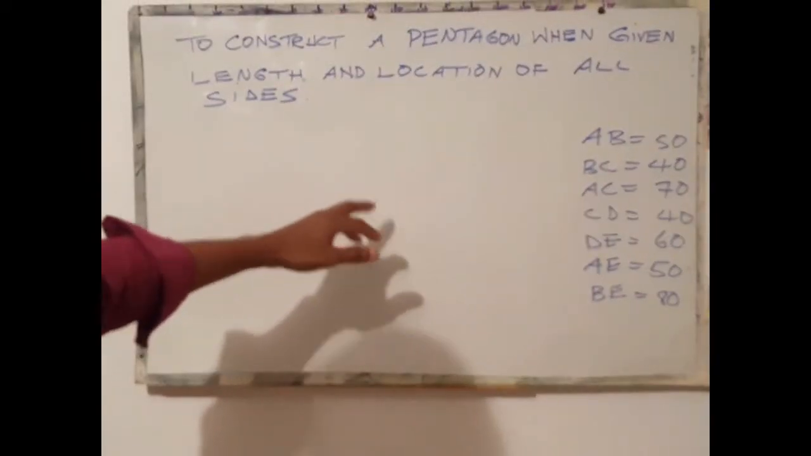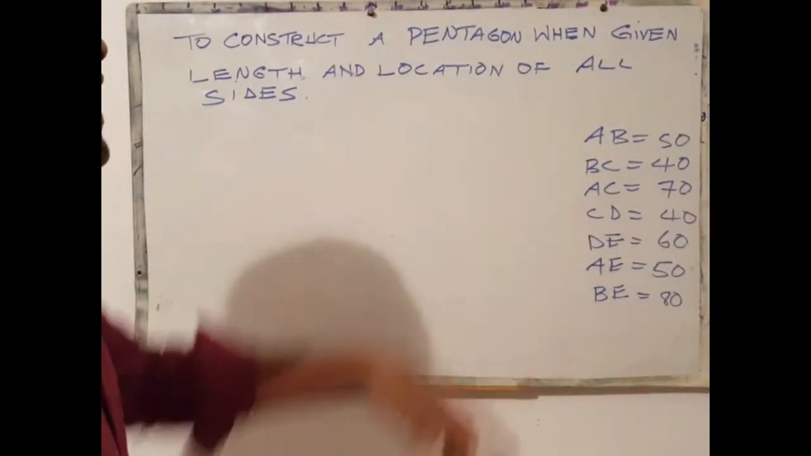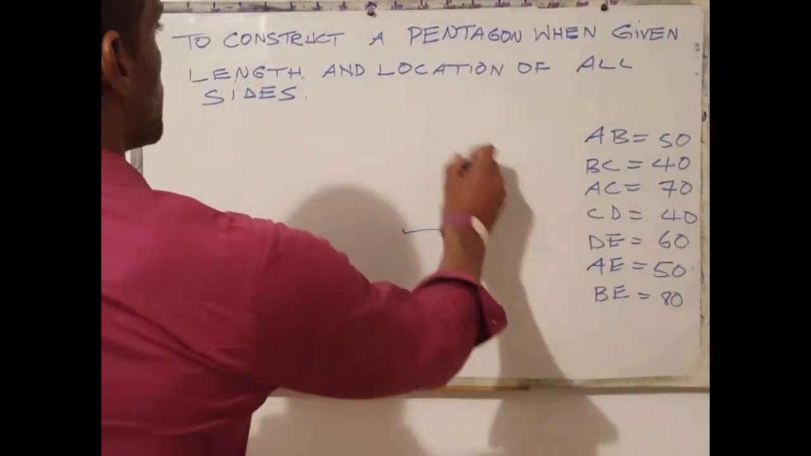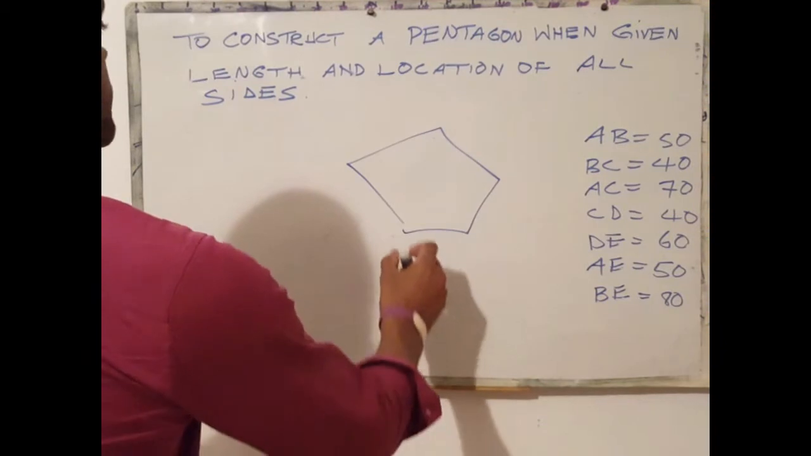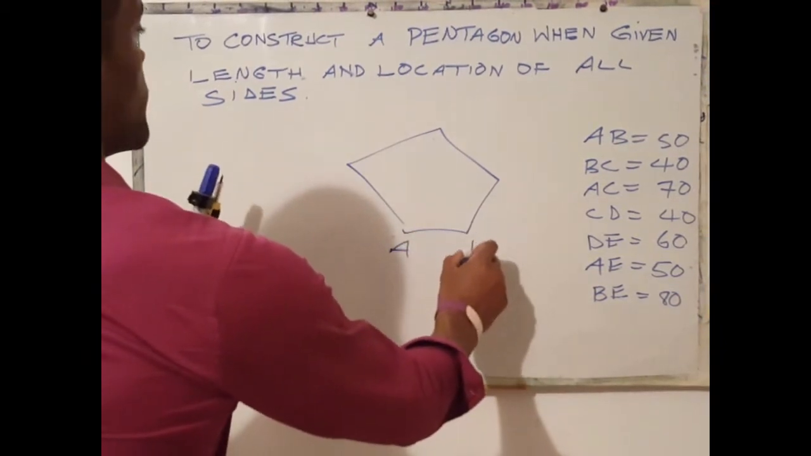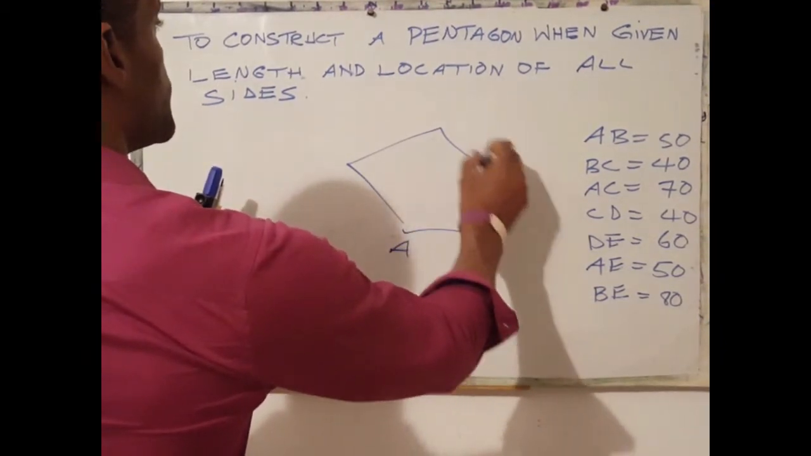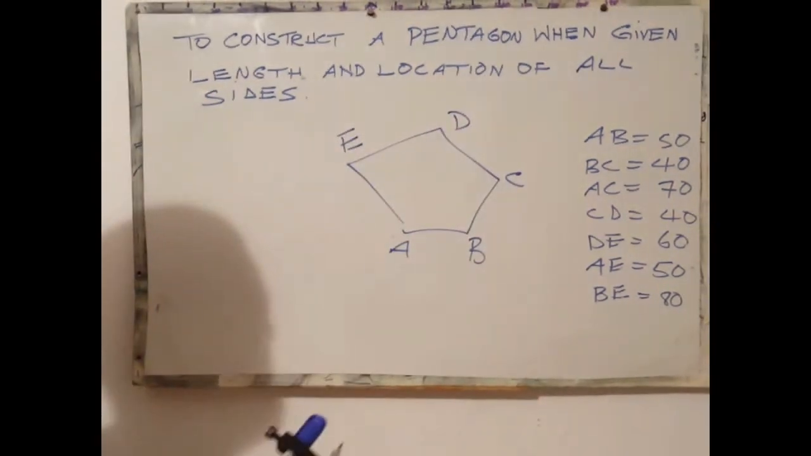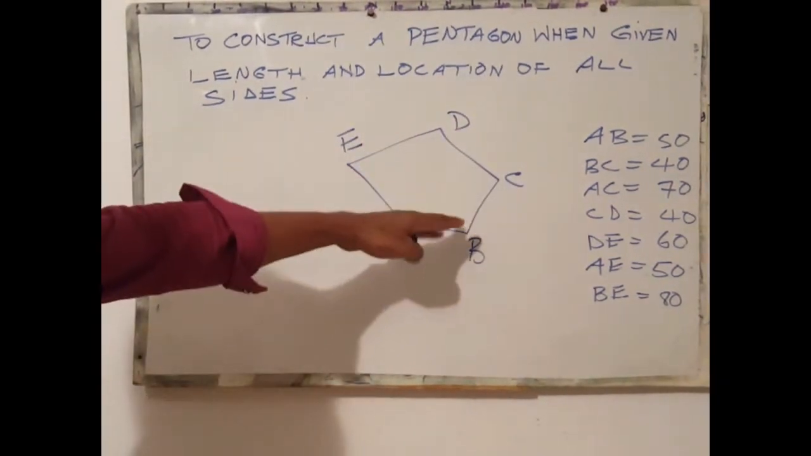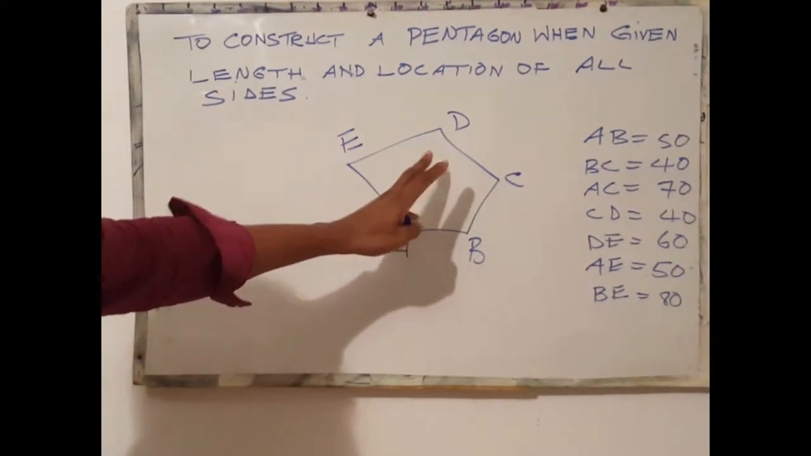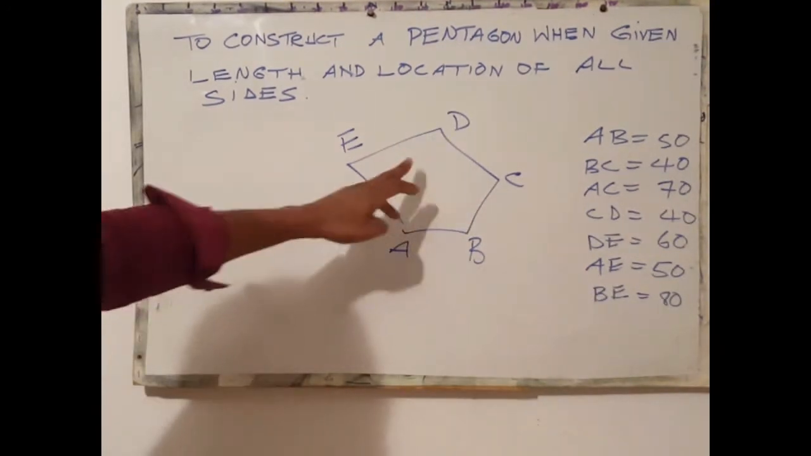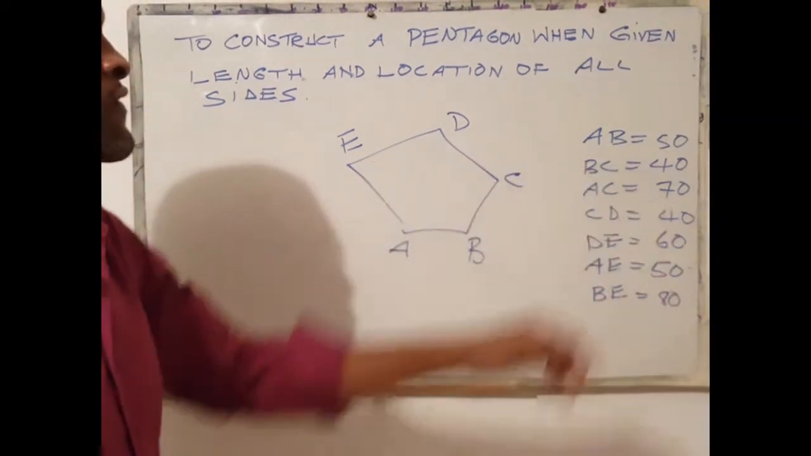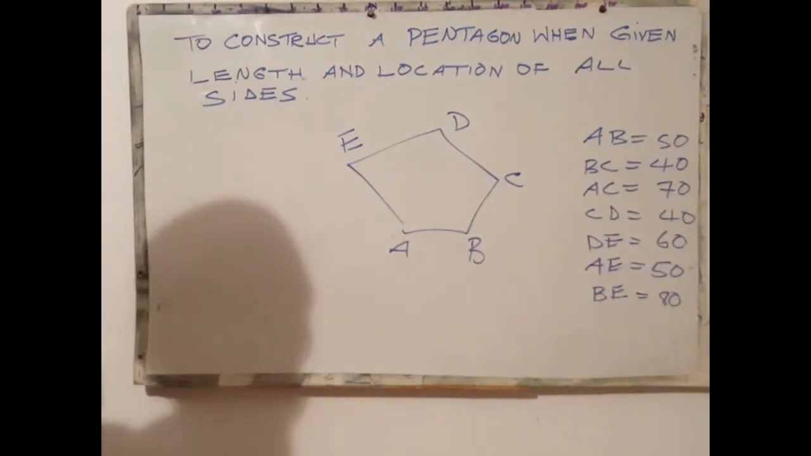First thing to note is that a pentagon has five sides. So it's important to sketch that first. A pentagon has five sides: A, B, C, D, and point E. It's very important to represent this information firstly. Once you have done this, fill in the given information, those dimensions.